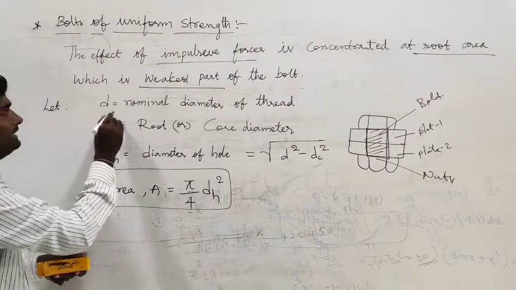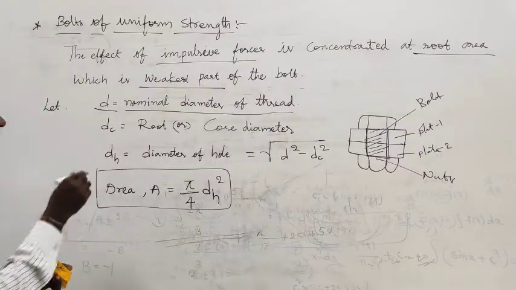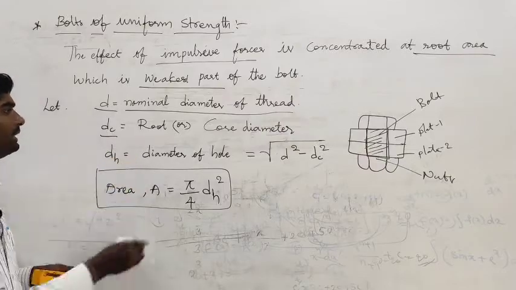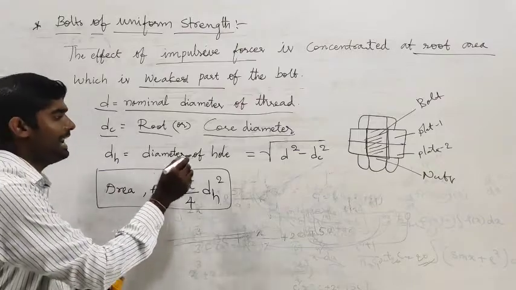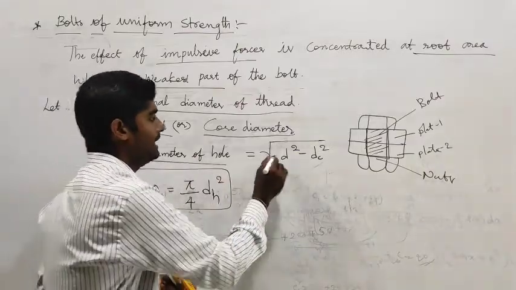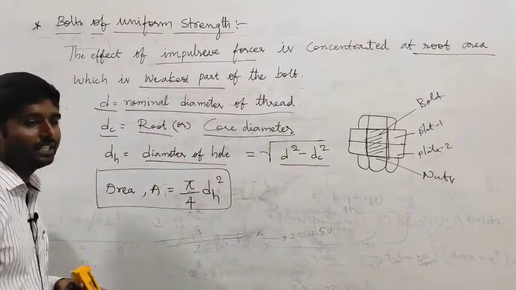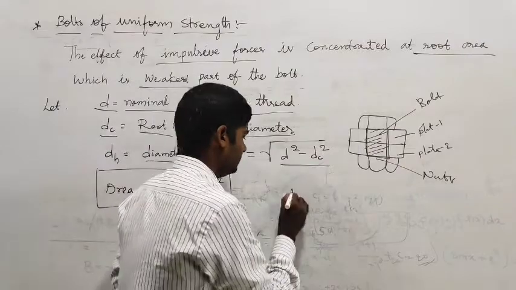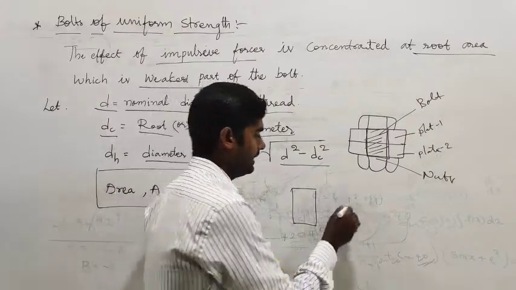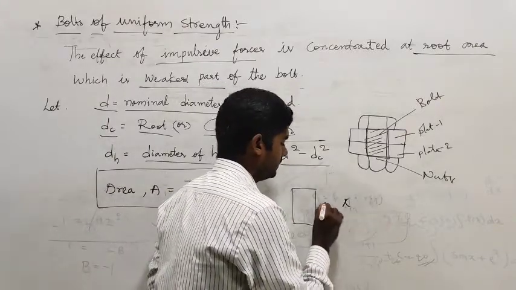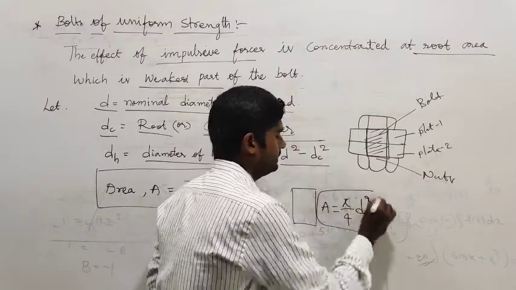In this one, D is equal to the nominal diameter of the thread. DC is the core diameter, which means the root. DH, diameter of hole, is equal to under root D square minus core diameter square. Let's see the area formula. For a circle, the area formula is A is equal to pi by 4 D square. Okay, this is the area formula.